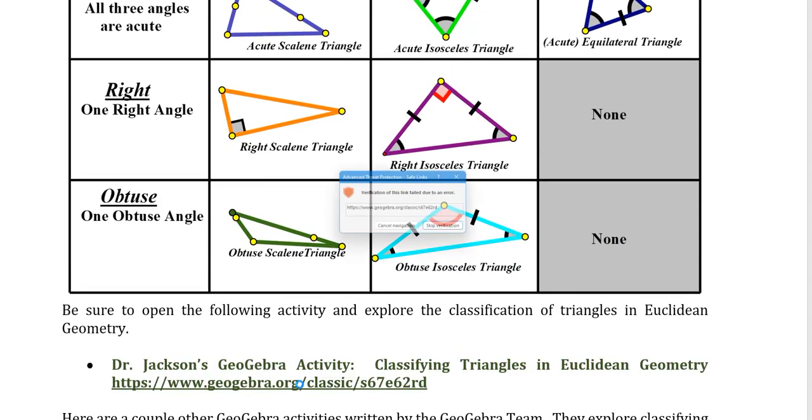Now here I have an activity I want to take a quick look at that I've put together.